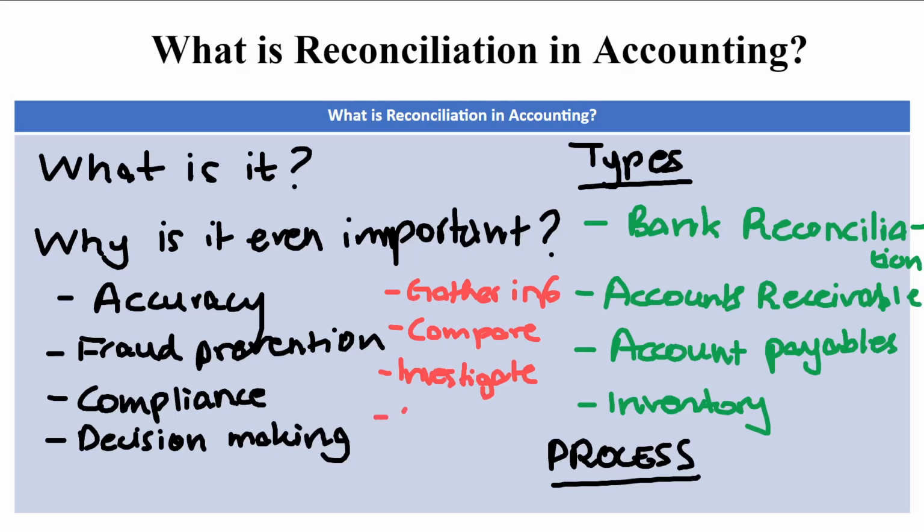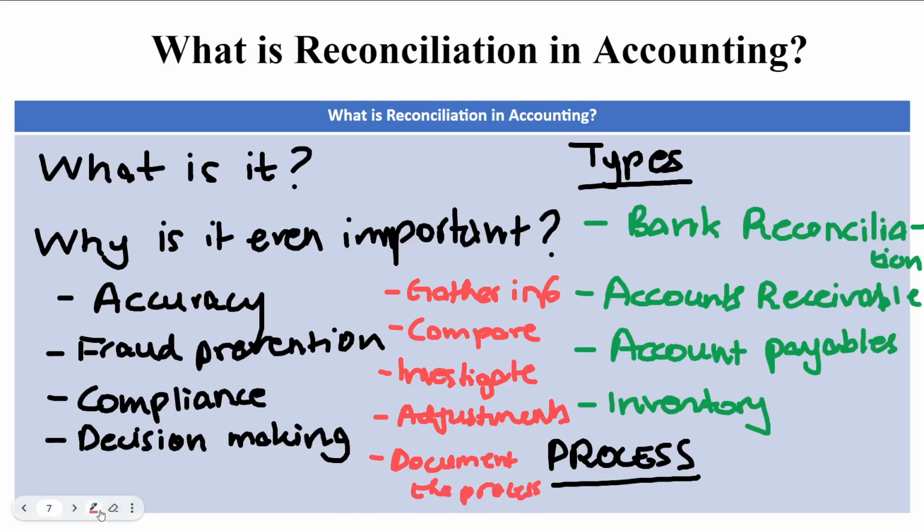Then we have to make adjustments. Adjustments. So if necessary, make adjusting entries in your accounting records to correct any errors or differences. And lastly, we have to document the process. Document the process. All right, so that is it. So this basically means that you have to keep a record of the reconciliation process, including any adjustments made. This documentation can be helpful for future references and auditing purposes. So that is it for the process.